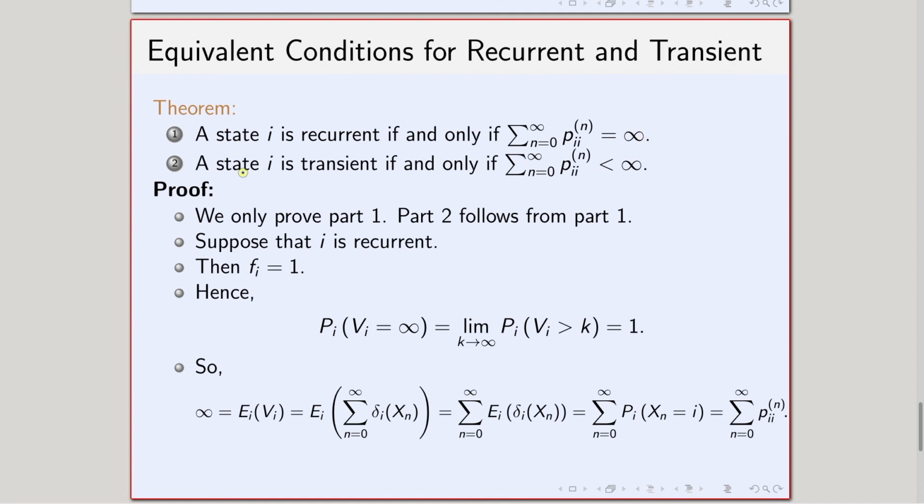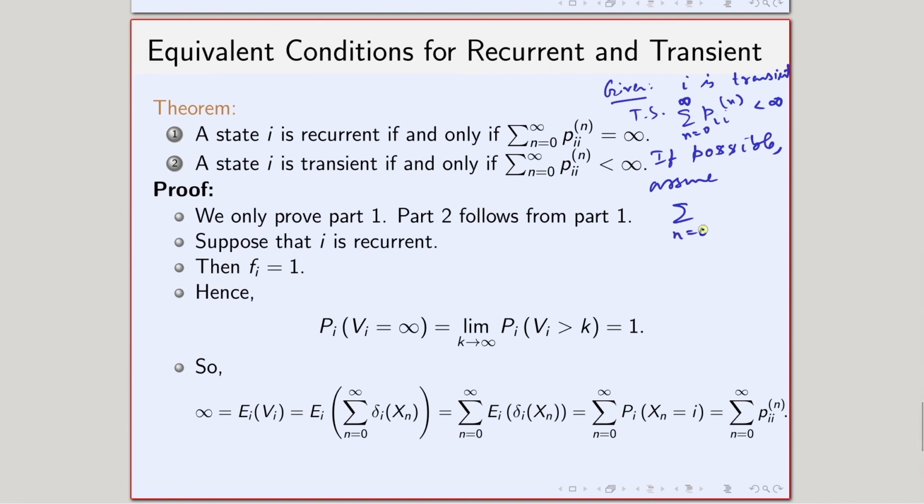Now I have to prove two things. Given that I is transient, we have to show that this sum, the summation of P_ii^n with n running from 0 to infinity, is finite. So, I can go in this way. I is transient is given, and I have to show this one. Suppose, if possible, we assume the sum over n equals 0 to infinity of P_ii^n is not less than infinity.